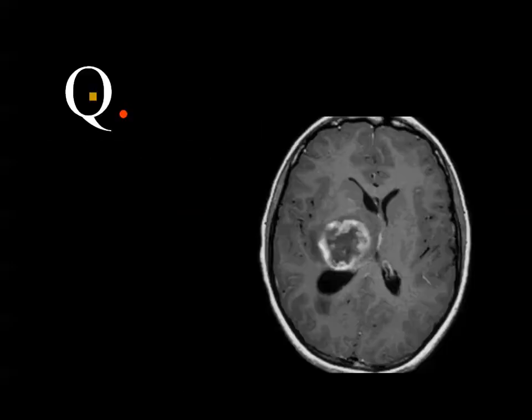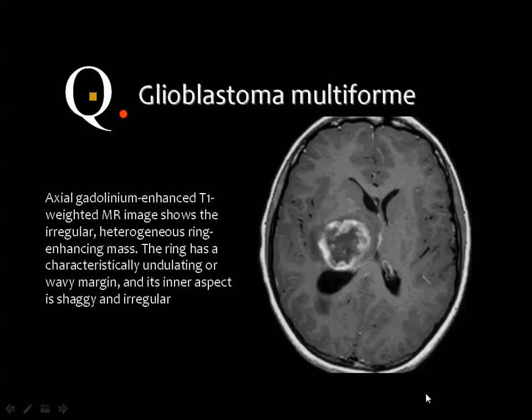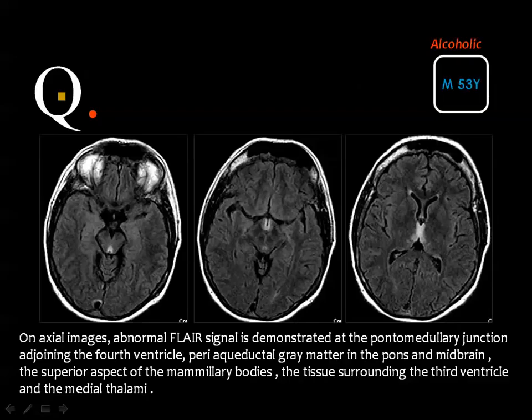Axial T1 post-contrast MR image of the brain. Glioblastoma multiforme: heterogeneously or marginally enhancing lesion with necrotic center. Diagnostic of glioblastoma multiforme.